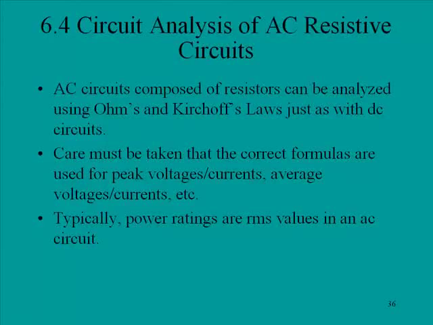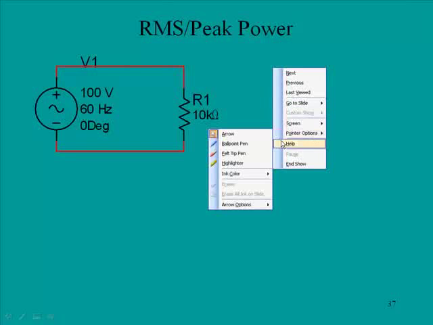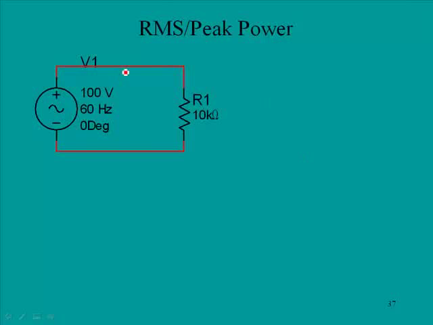Okay, with that introduction, the rest of this session is going to be purely circuit analysis and calculations. We will start off with a little discussion about RMS and peak power. Here we have a circuit, and this is 100 volts RMS. Now remember this is an AC calculation. AC calculations concerning Ohm's law will be just the same as we did with DC.